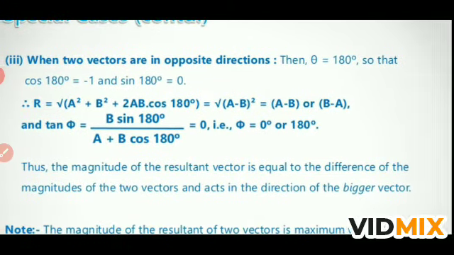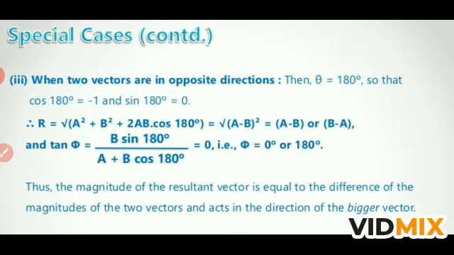Now the third case, when two vectors are in opposite direction, which means theta is 180, so cos 180 is equal to minus 1 and sin 180 is equal to 0. So what is the resultant? R is equal to the square root of A square plus B square plus 2AB cos 180. Cos 180 is minus 1, so we get A square plus B square minus 2AB, and using the identity we can write the square root of A minus B whole square, or we can write A minus B or B minus A.